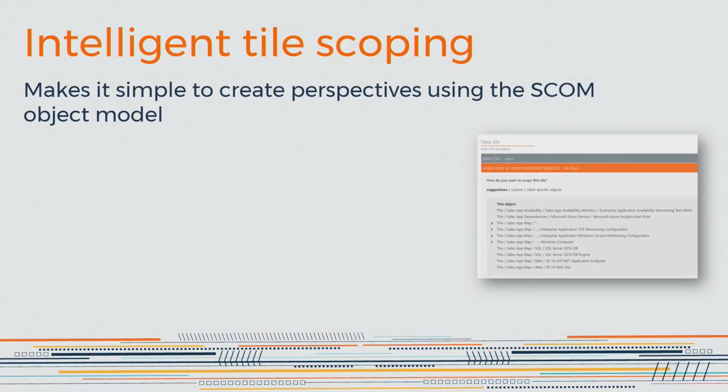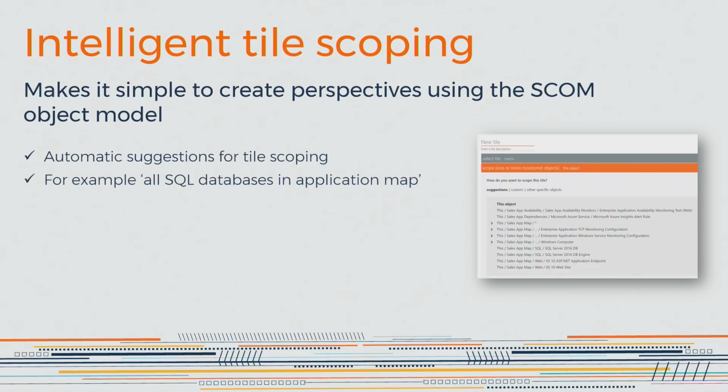So what we've done is we've now made it really easy to scope tiles on perspectives to objects in your object model without actually having to understand the complexities behind the SCOM object model, so the classes, the relationships, and how this object model is constructed. Essentially, every time you add a tile onto a perspective, you get automatic suggestions for the tile scoping. So you don't have to manually think about how you're going to go from the enterprise application object down into your server objects that are somewhere in that object model. That will now be surfaced as an automatic suggestion.